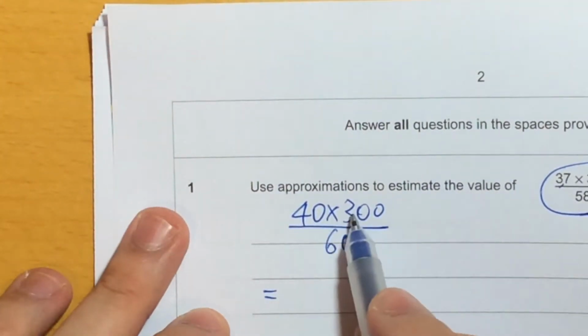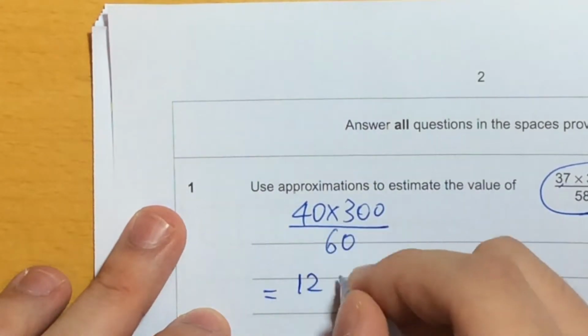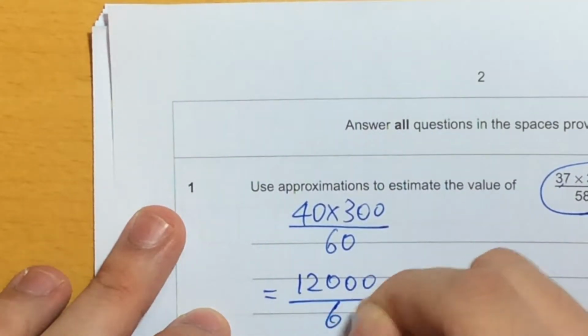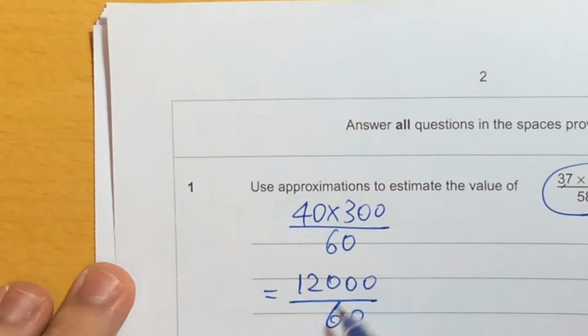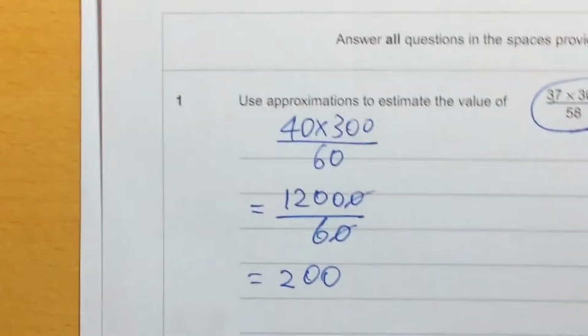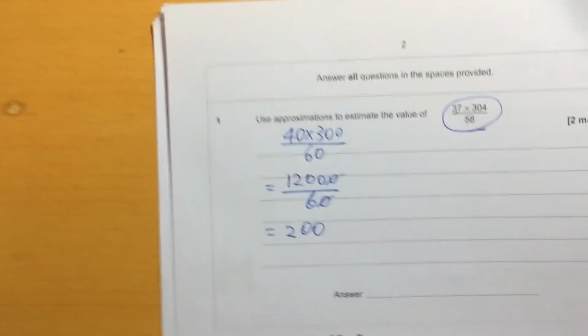And finally, we can just use some normal calculation. First of all, this part, 4 times 3 is 12 with 3 zeros, and then divide by 60. Get rid of one of the zeros, and then 12 divided by 6 is 2, and add the 2 zeros. That gives you 2 marks. So that's the end of question 1. Now we can go on to question 2.